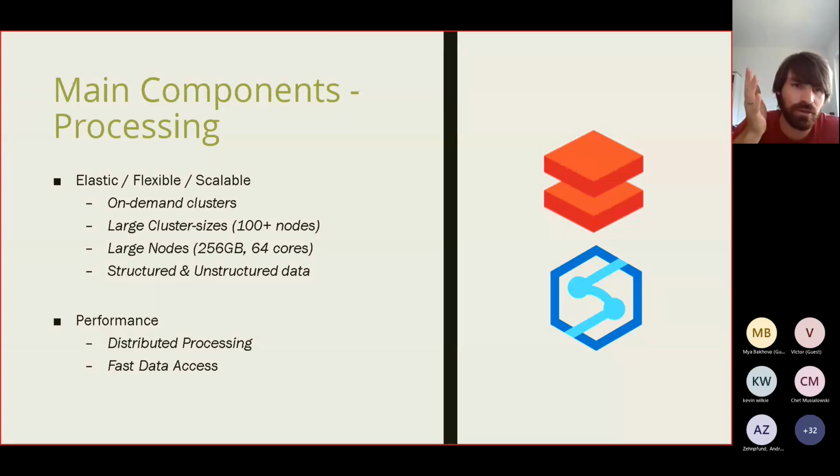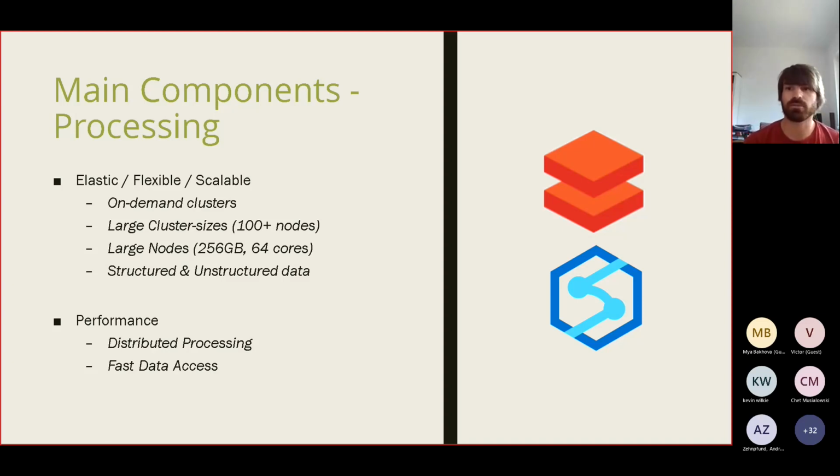Both of them are very, very flexible and scalable, so you can spin up both of them on demand. You can spin up a Databricks cluster or a Synapse SQL pool or Synapse Spark pool on demand, and then stop it once you're done with your processing. And obviously you only pay for the time when it's actually running.